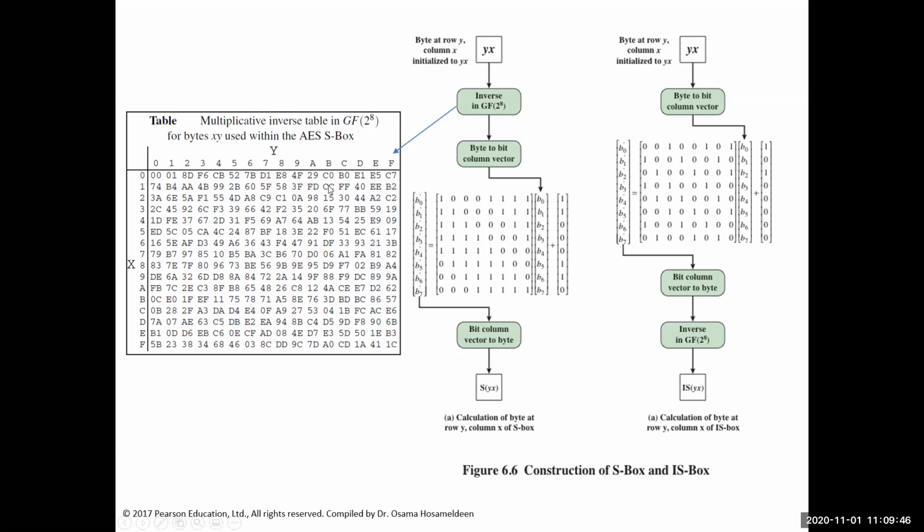How can we calculate the inverse of each byte? We have a byte here. This is just a byte, you know, the 8 bits. 8 bits is coming to this one, and we calculate all the inverses of these bytes. For example, 00 has inverse of 0, 01 has inverse of 01, and 02 has inverse of 8D.